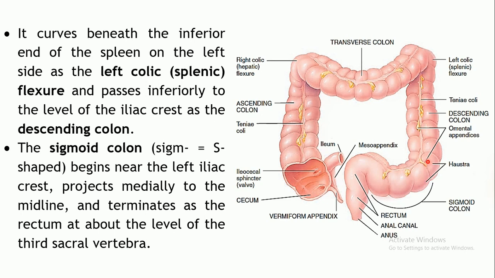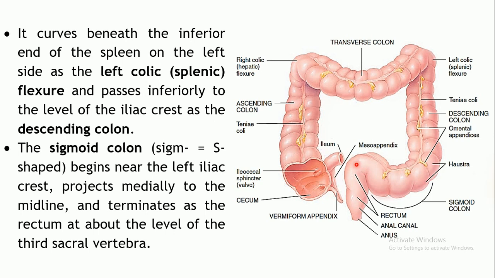It passes inferiorly in the form of the descending colon. Why is it known as descending colon? Because it is traveling downwards. That's why this portion is called the descending colon. The last part is called the sigmoid colon. Sigma means S-shaped. If you can see, the shape is somewhat S-shaped, right? That's why it is called sigmoid colon. It will project midway towards the midline, and it terminates as the rectum. So this is the last part.